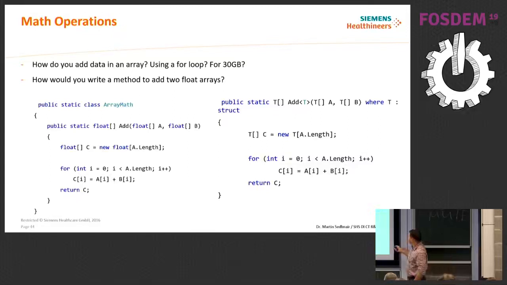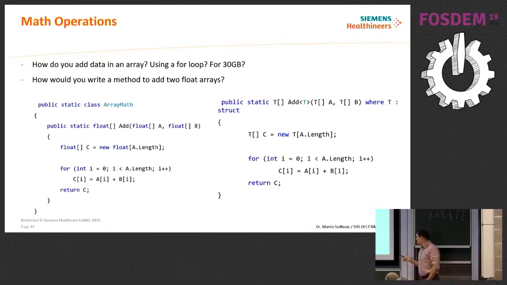What if I want to do it with generics? Have you ever tried this? It does not work. C# does not support mathematical operations on generics as C++ does. And this is where a lot of my colleagues came and say, why is it not possible?